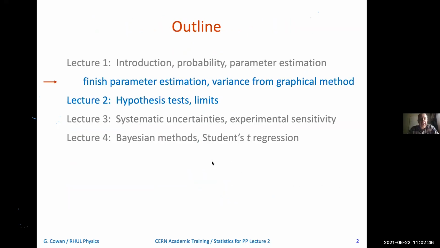Last time we were talking about parameter estimation, and I wasn't quite finished with what I wanted to say. Let me see, is my video on? It should be. Yeah. So I'd like to finish up with what I'll call the graphical method for determining the variance of a maximum likelihood estimator. That'll be very quick. And we'll go on to the main topic for today, which is hypothesis tests and setting limits, very important pieces of technology for particle physics analyses.